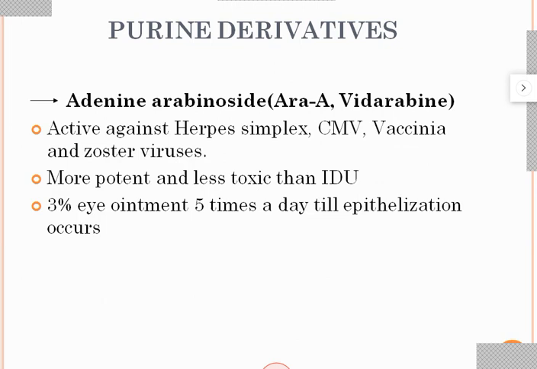Then purine derivatives. In this group, adenine arabinoside or vidarabine is effective against herpes simplex virus, cytomegalovirus, vaccinia, and zoster viruses. This is more potent and less toxic than idoxuridine. It is available as 3% eye ointment and should be used 5 times a day till epithelialization of the ulcer occurs. That means while giving the drug, you should observe whether the ulcer is regressing or not.